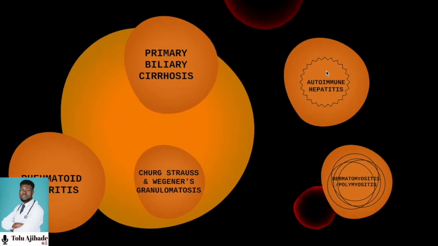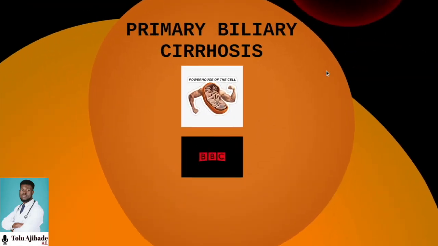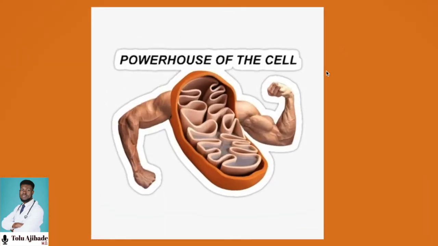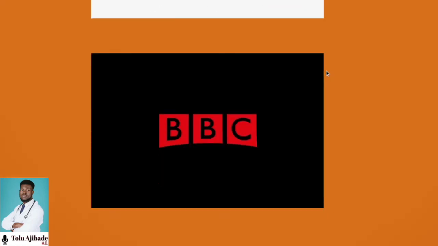So we'll be moving on to primary biliary cirrhosis. Look at this picture here. We can see the mitochondria having biceps, very pronounced biceps, triceps, and all of that. So it's a lot of power. And we all know from high school biology, or secondary school biology, that the mitochondria is known as the powerhouse of the cell.